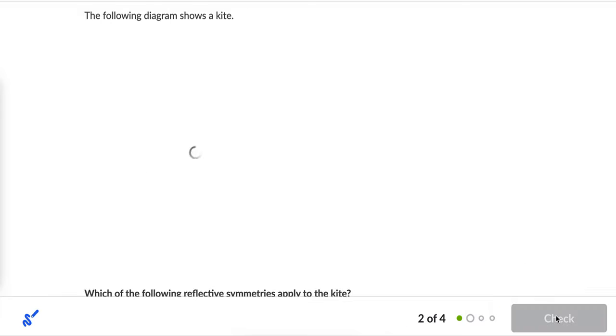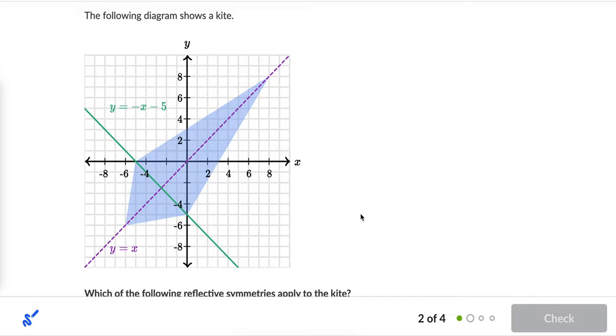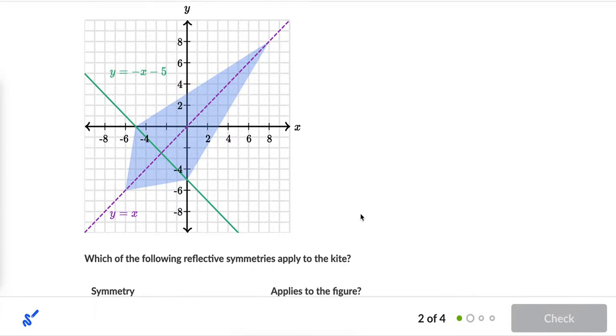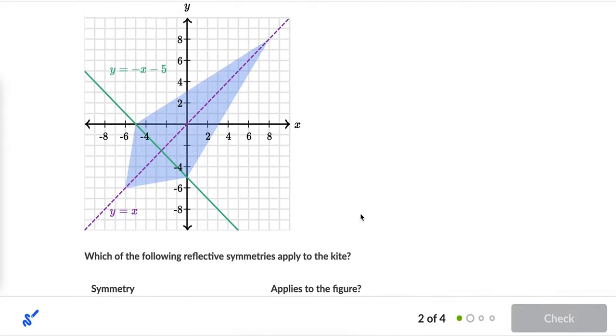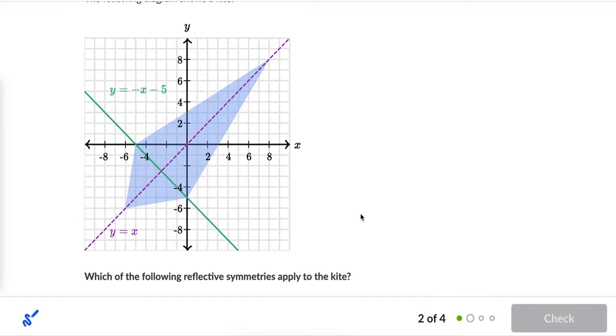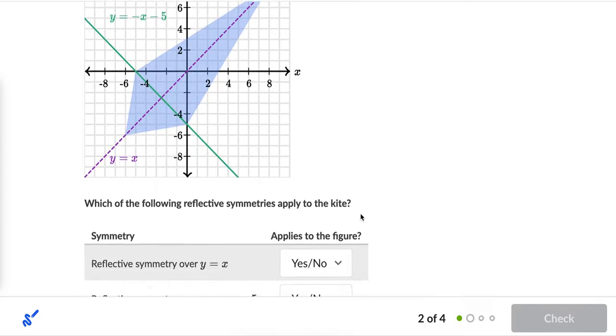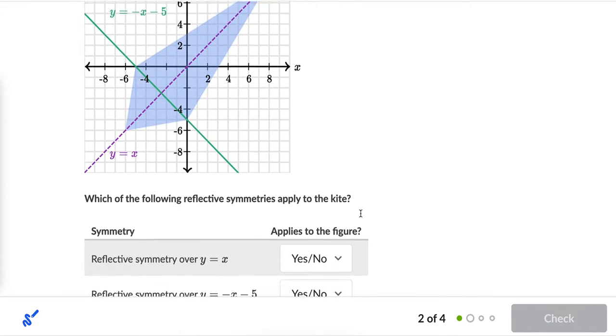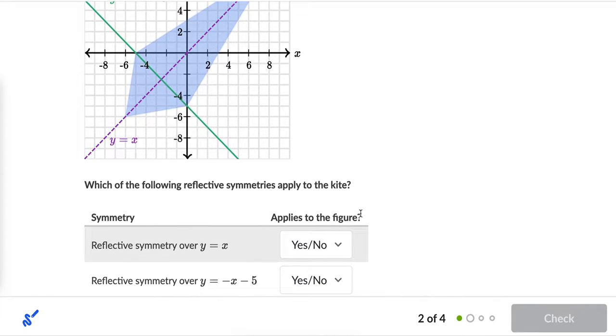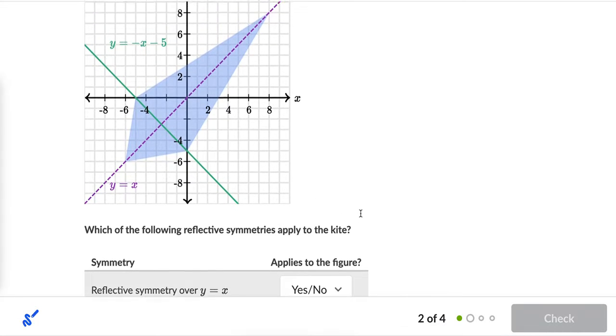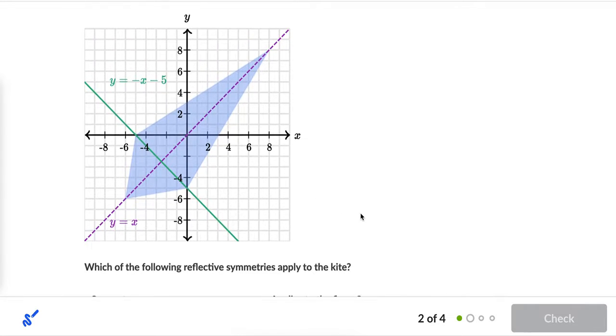Okay, let's take a look at another example. Here's a kite right here. A kite is a shape, it's not just a toy that we play with. And we've been asked, is this a reflective symmetry over a variety of the lines that we've been given here? The first one we're going to look at is y equals x, and then we're going to look at y equals negative x minus 5. So I'm going to write these up here so that we can examine them properly.